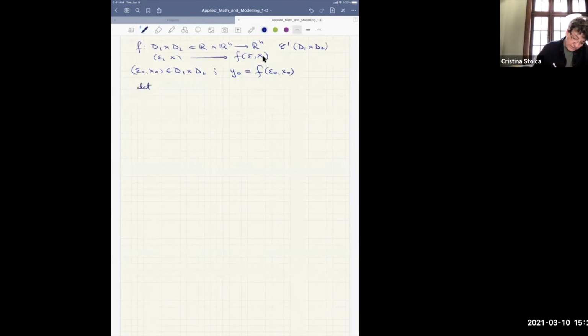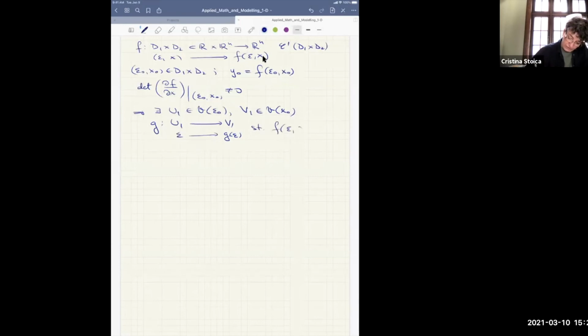df dx at x naught is non-zero, and then there is U1 around epsilon naught, V1 around x naught, g defined on U1 going to V1, such that f of epsilon, g of epsilon is still y naught. Okay, so I'm going to just write this. That's the statement again.